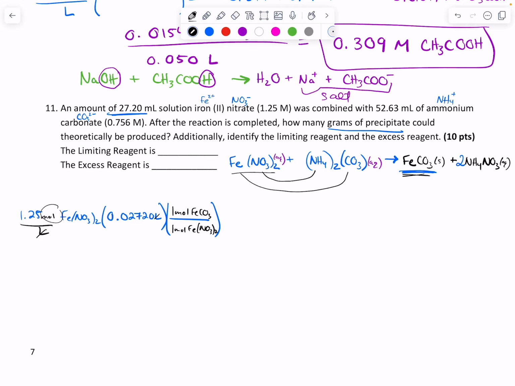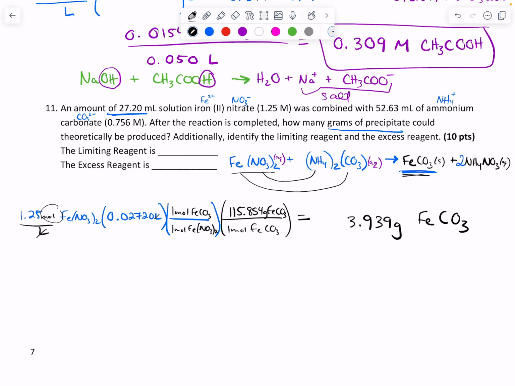Okay, then I need to go into grams. So 1 mole of my iron carbonate has a mass of 115.854 grams of iron carbonate, and that's going to give me a total mass of 3.939 grams of FeCO3. That's not the right sig figs, but we'll fix those later. I just kept extra sig figs in case my limiting reagent problem is close. So that's how many grams I could produce from 27.20 milliliters of my 1.25 molar solution.